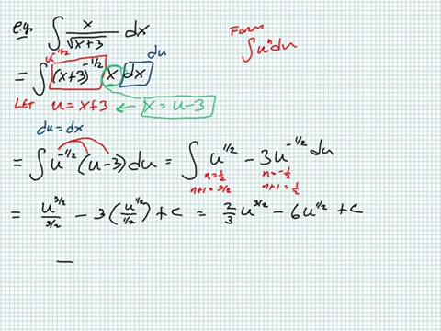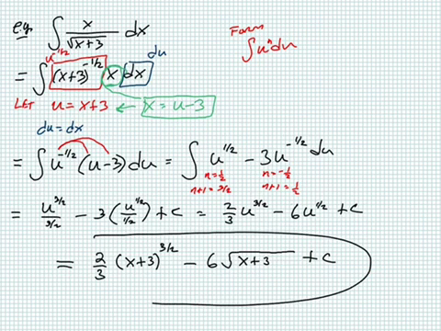So the last step here is just to substitute your u back in. So I've got 2/3, and u originally was x plus 3. So I've got 2/3 times the quantity x plus 3 to the 3/2 minus 6 times u to the 1/2, which I'm going to write as the square root of u. So that's 6 times the square root of u, and u was x plus 3, plus c. And that's the antiderivative above.